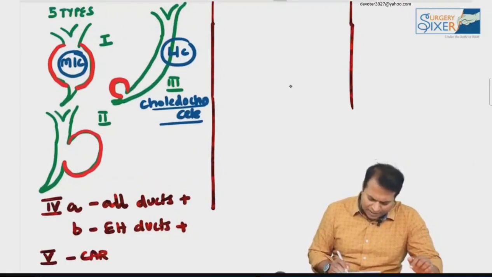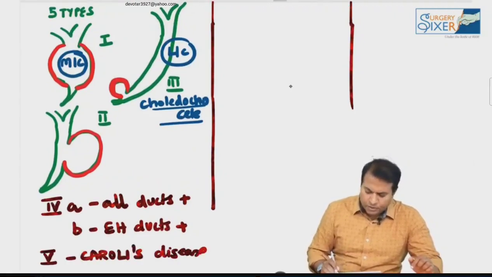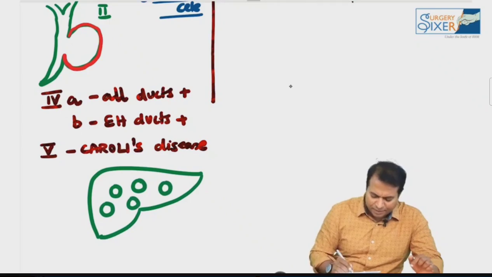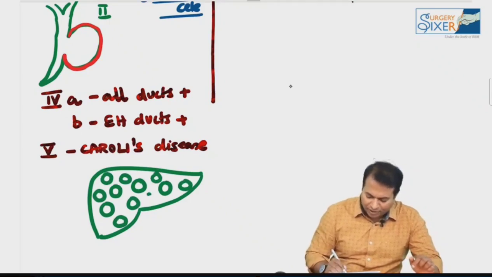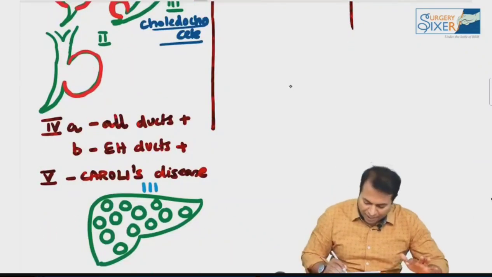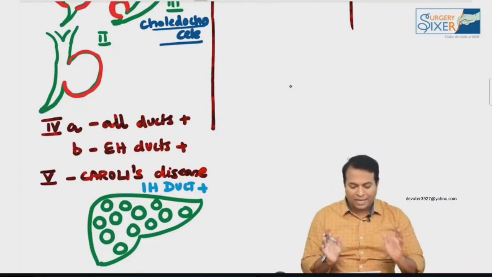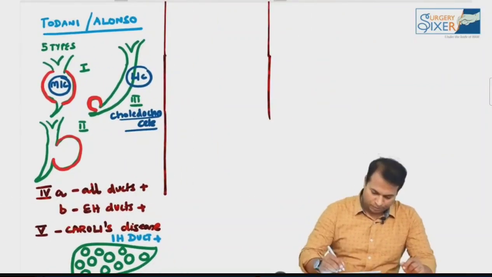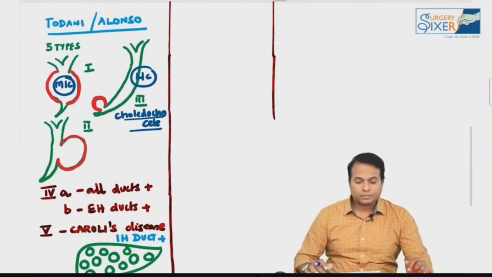Type 5 is Caroli disease. What is Caroli's disease? Caroli's disease is a condition with multiple intrahepatic duct dilatations, like this. It looks like a polycystic liver. There will be multiple intrahepatic cystic dilatations seen. That is known as Caroli's disease. It is intrahepatic duct involvement only; the extrahepatic ducts will be normal. So this is the classification given by Todani or Alonso. Please don't forget the 5 types of choledochal cyst.